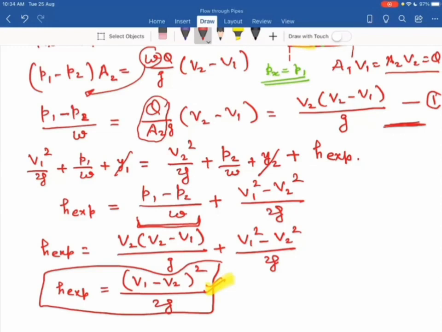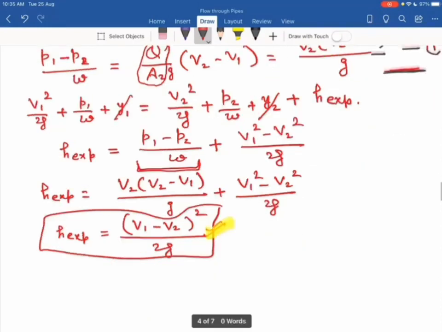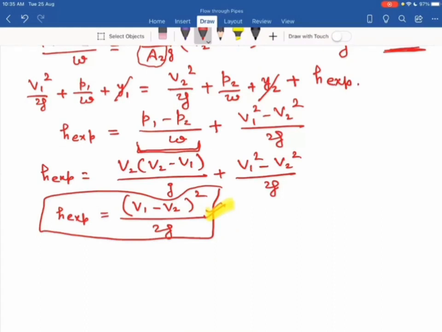Okay, now I can write this equation also into another form by using A1 V1 equal to A2 V2. So I find from here term V2 that is A1 upon A2 into V1, and put this value of V2 into this equation.